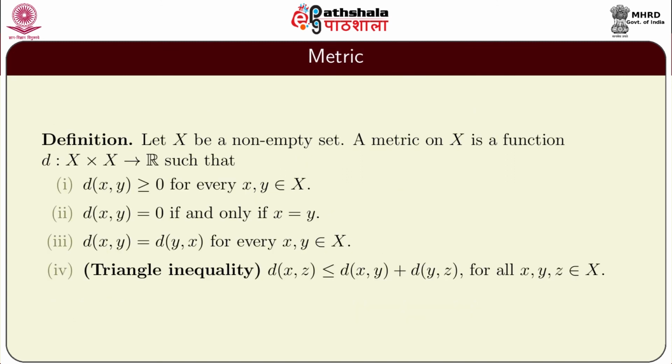Let us now define what is called a metric on a non-empty set X. It is a function d from X cross X to the set of real numbers R, such that d of x comma y is greater than or equal to 0 for every x, y in X. d of x, y is equal to 0 if and only if x is equal to y. d of x, y is equal to d of y, x for every x and y in X. And finally, which is also called the triangle inequality, says that d of x, z is less than or equal to d of x, y plus d of y, z for all x, y, z in X.